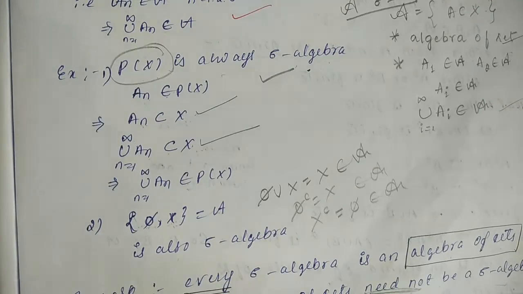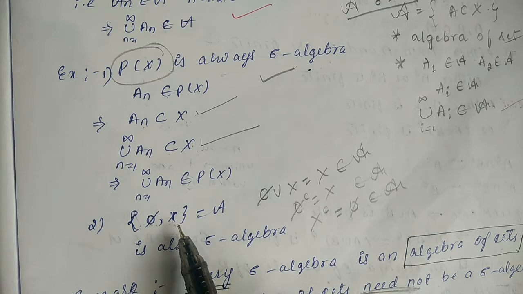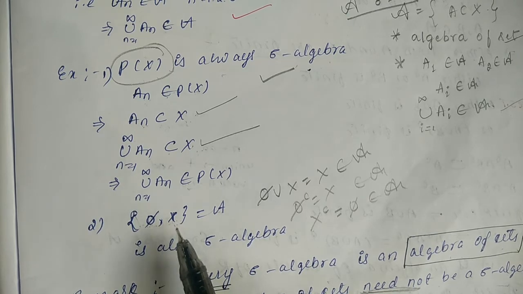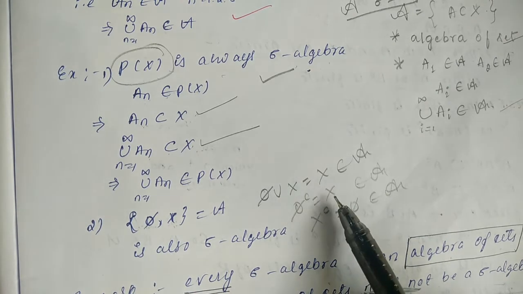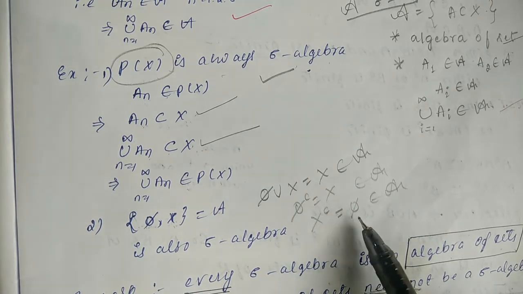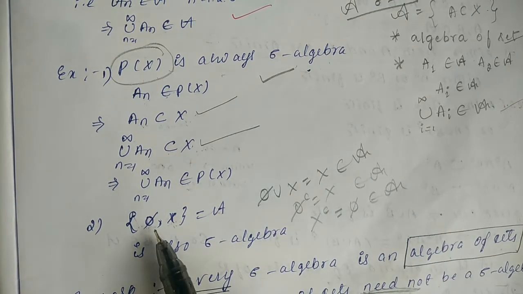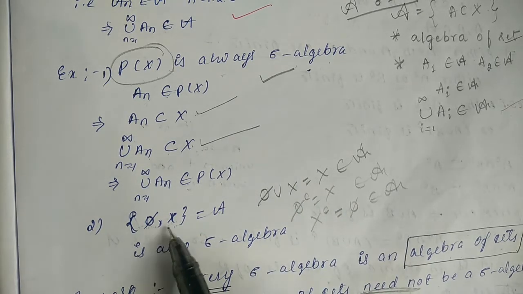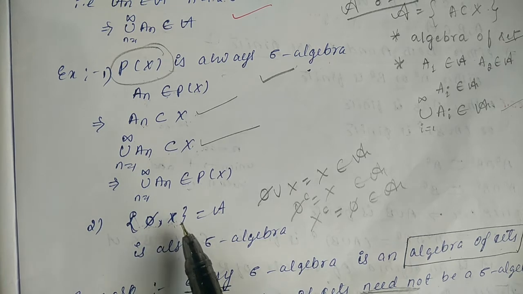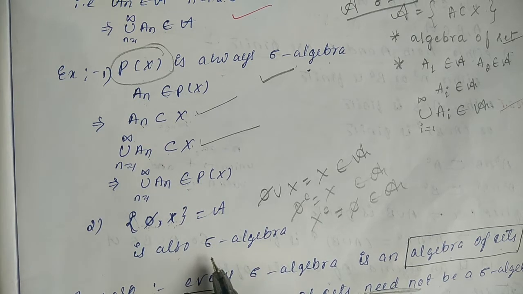The next example: the empty set and the whole set. If the collection A contains the empty set and the whole set, then it is also a sigma algebra, because if you consider the union, we get the whole set. If you consider the complement of the empty set, we get X. If you consider the complement of X, we get the empty set. So these clearly belong to A, and therefore it becomes an algebra of a set. Here we have only two sets. If you consider the union of these two sets, we get X, which clearly belongs to A. Therefore, it is closed under countable union also, so it is a sigma algebra.